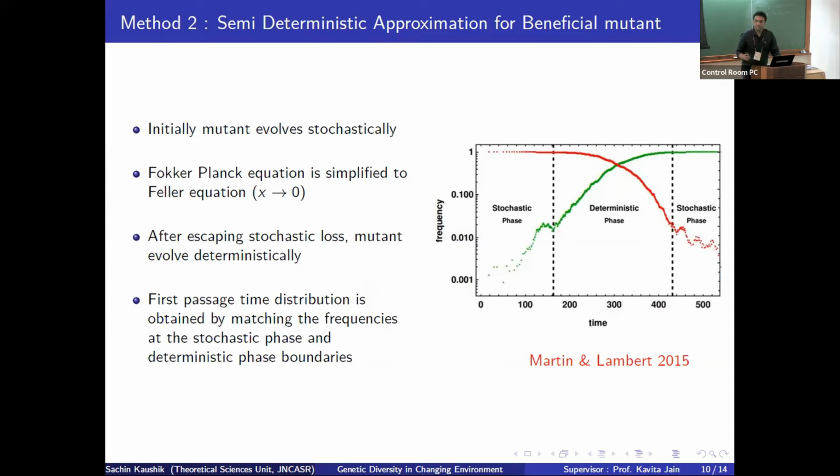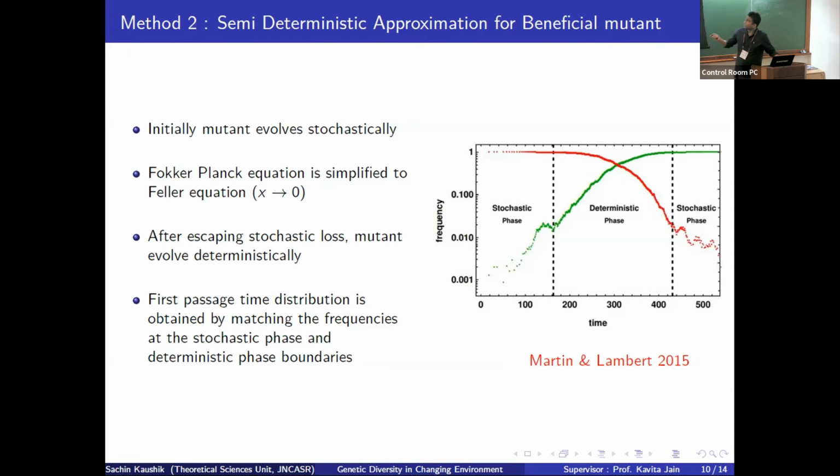There is one more thing, which is known as the semi-deterministic approximation. This is applicable when the growth rate is positive, or 1 plus s for the beneficial one. The idea is very simple. Initially, the mutant frequency is very small, so they will evolve stochastically. Once their frequency increases, the system will evolve deterministically. And again, once their frequency is very high, it means the native population has become lower and their population is very small. Again, we will write down the stochastic equation in the third phase.